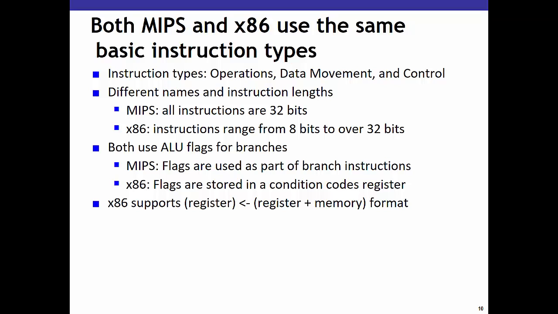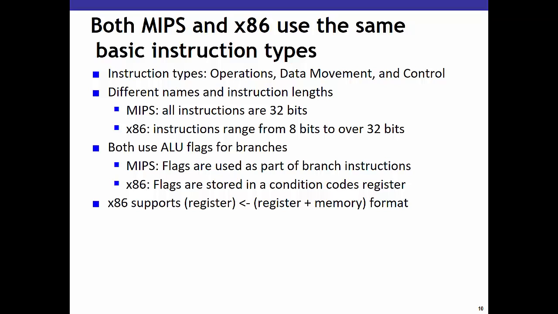Similarly, both architectures use ALU flags to signal how to control branches. In MIPS, we use the flags directly as part of our branch instructions, so we send some data to the ALU, and we immediately use that flag to determine where to branch. In contrast, x86 will store the results of previous computations in a condition codes register, and then those codes are used to determine how to branch in future instructions. There are trade-offs, again, with these different designs. They can be faster or slower depending on exactly how you implement each of those instructions.